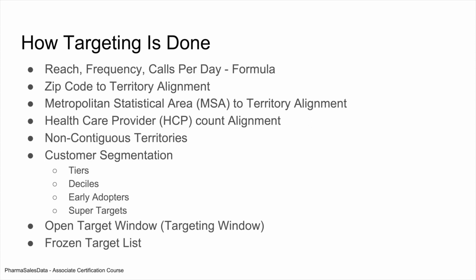How targeting is done. So you have to do a lot of things in order to target. The first thing you're going to do is look at your reach frequency and calls per day, the individual numbers or targets you want to hit for all those.